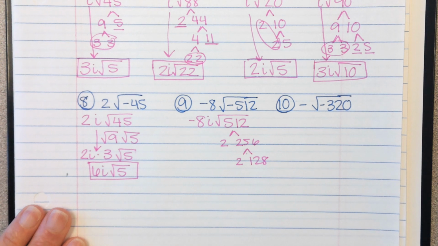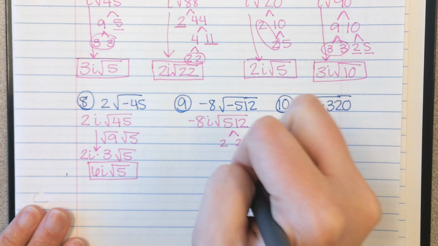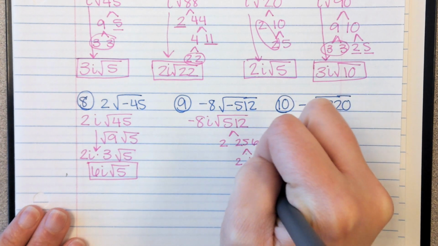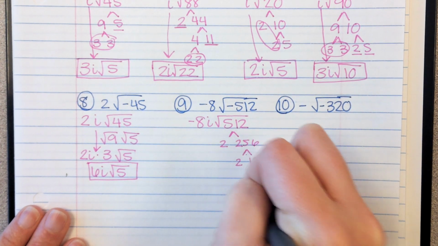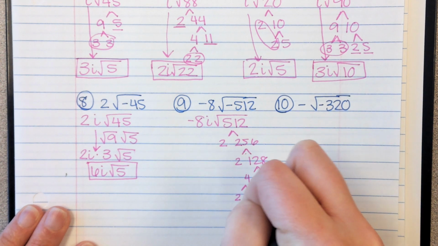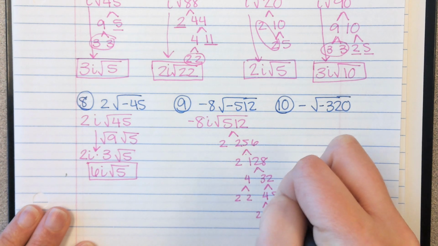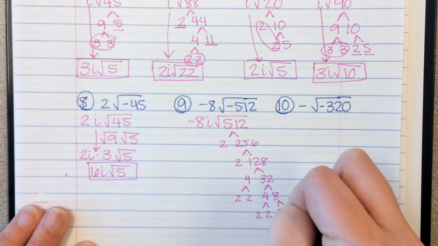Let's see. Let me see if I can find a bigger number. 128 is divisible by 4. So that's 4 times 32. I know 4 is 2 times 2. 32 is 4 times 8. 4 is 2 times 2. And 8 is 2 times 4, which breaks down to 2 times 2.